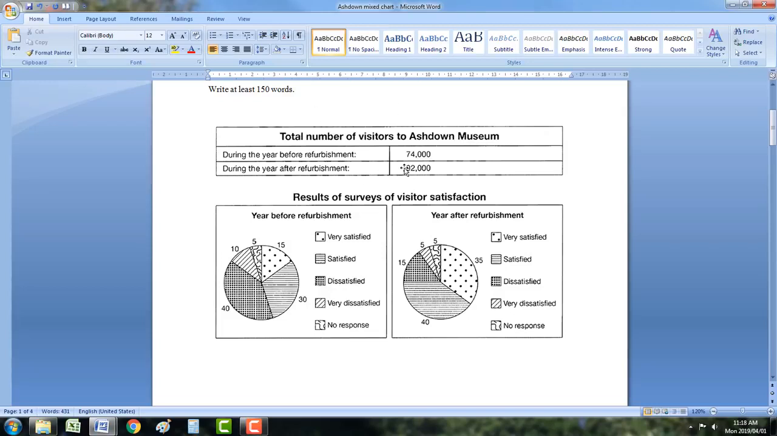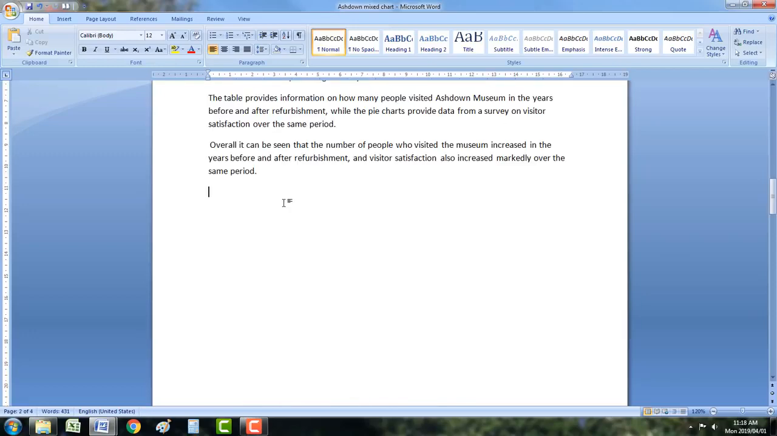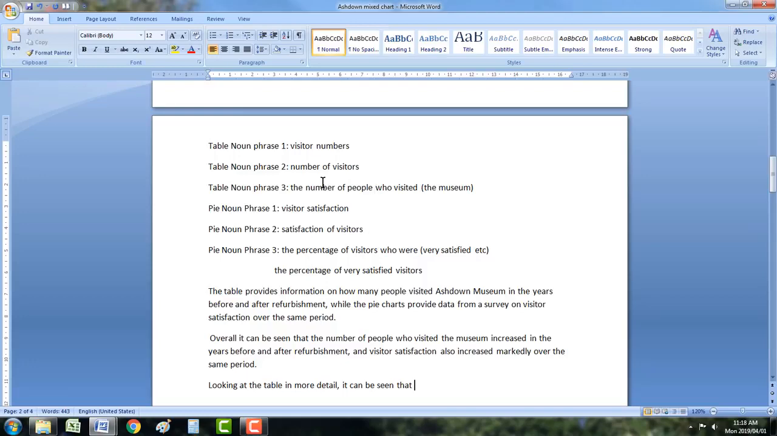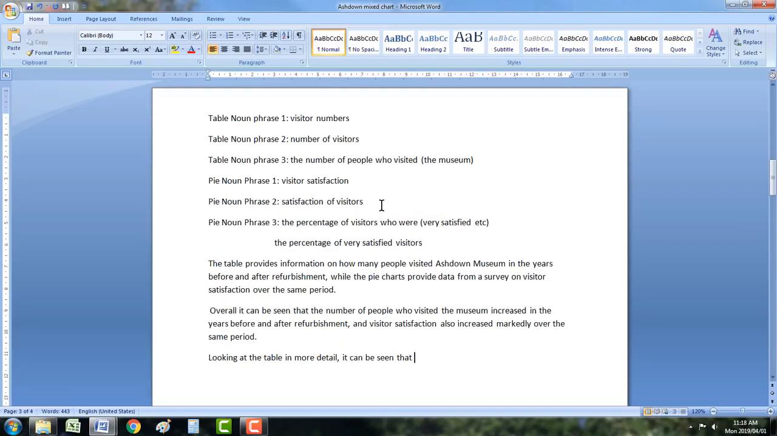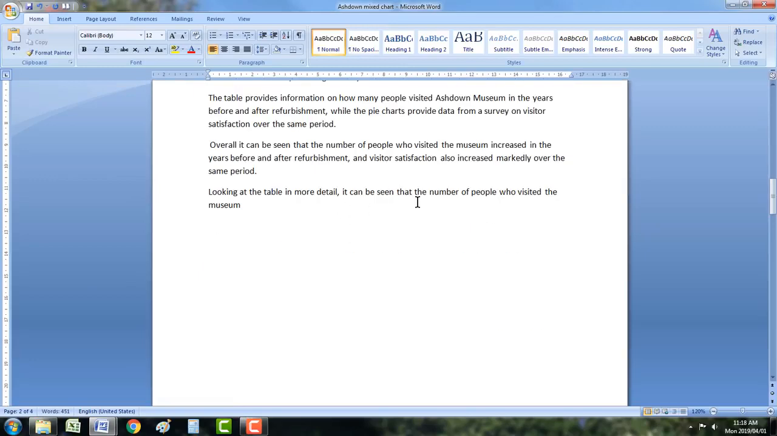Right, then we're onto the table. Looking at the table in more detail, it is clear that. Looking at the table in more detail, I said it can be seen that. Then we're going to choose one of these. I will use noun phrase 3 again because it's nice and it's the last time I'm going to use it. Only going to use it once here. So it can be seen that, and there's our noun phrase for the subject of the sentence, subject of the clause. Now we want our verb. You can say increased, it's fine. But I like to try and use stood at whenever I can.